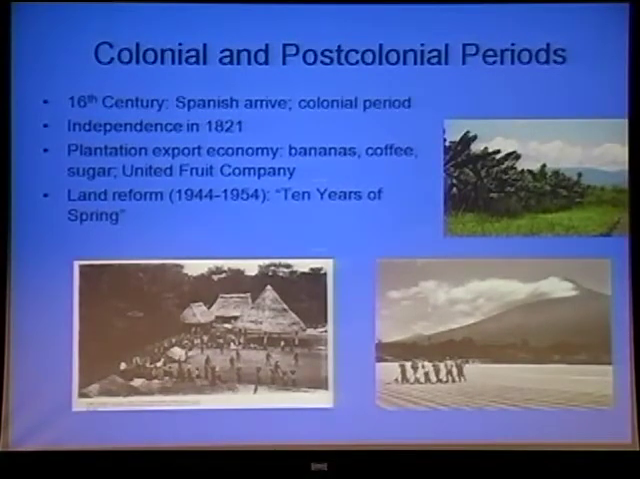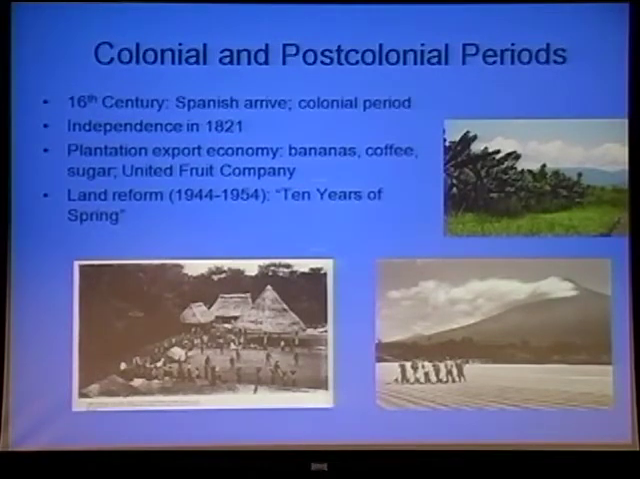Bananas, coffee, and sugar were in the 1800s and continue to be today very important export crops from Guatemala. The people on whose backs this was built, of course, were the Maya. They were the laborers who did the planting and the harvesting of these crops. Down here, the two black and white photos below are coffee plantations, coffee fincas, and the color photo above is an image of a banana plantation today. Actually, that's a recent image.